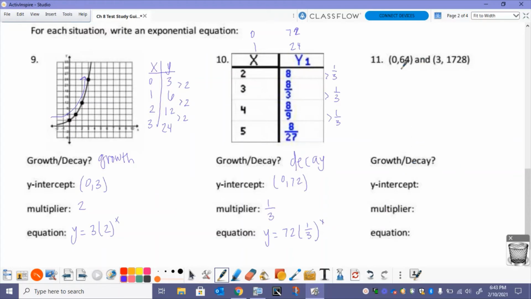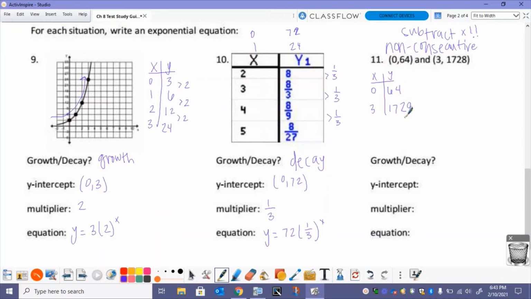All right, for number 11, we were given 2 ordered pairs, and notice that these are non-consecutive. This means we have to subtract our x values. This is very, very important that you don't forget. So let's go ahead and make a table and fill out what we do know. So we have (0, 64). Make sure you put these in the correct order. And (3, 1,728).